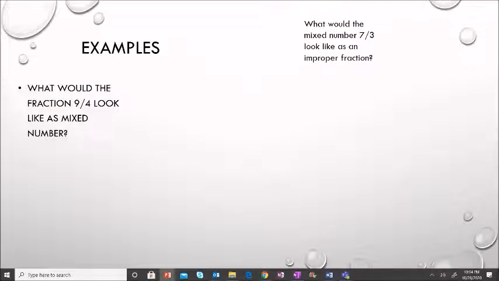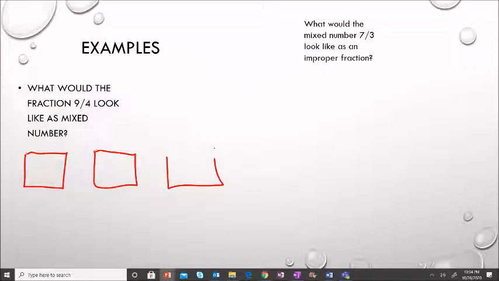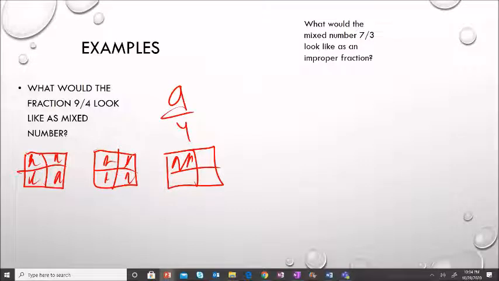What would the fraction 9 over 4 look like as a mixed number? So what I'm going to do is write out our 9 over 4. We got our squares, lovely. And we're going to go 1, 2, 3, 4, 5, 6, 7, 8, 9. So it's asking for your improper fraction, which here is 9 over 4, because we have 9 colored in, and our denominator is 4. What's my mixed number?